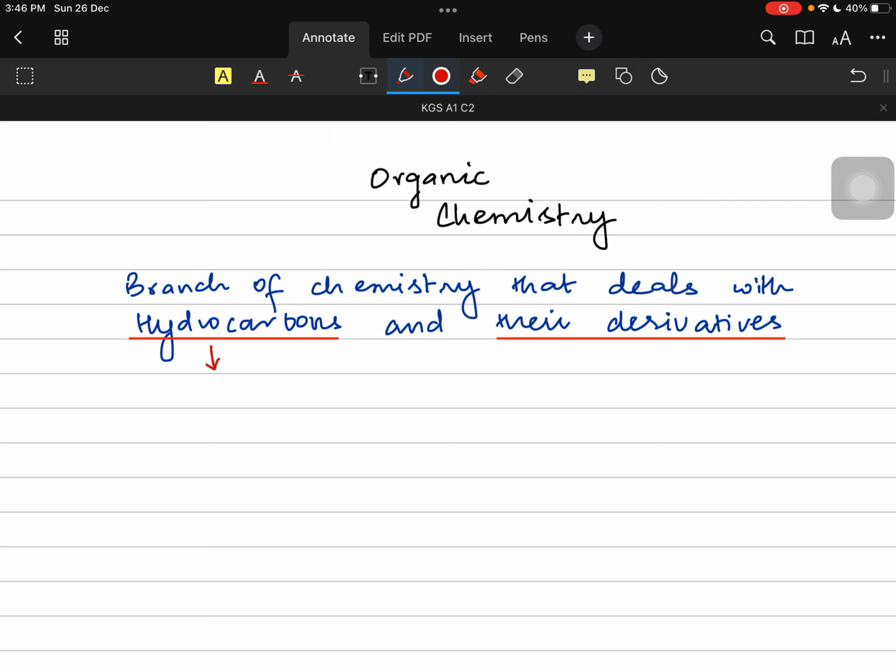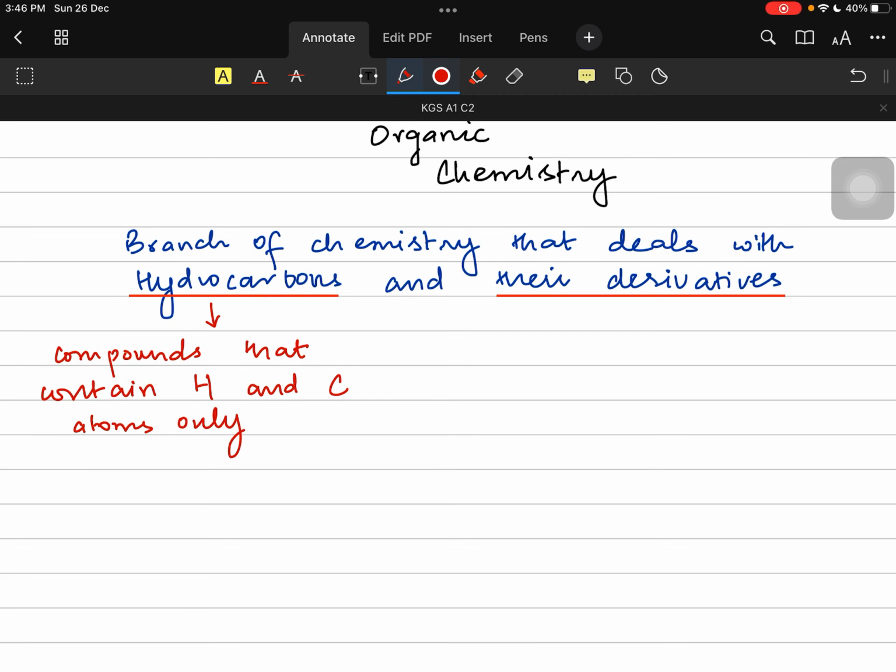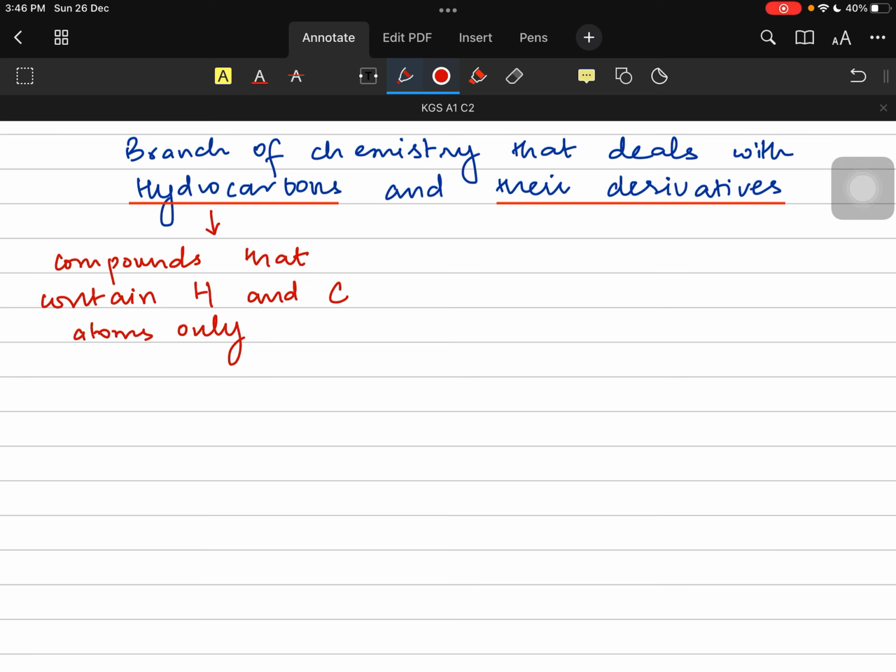The word hydrocarbon means compounds that contain hydrogen and carbon atoms only. So they have only hydrogen and carbon atoms. A hydrocarbon cannot be having a sulfur atom, cannot be having oxygen, nitrogen, halogen, nothing else. So it's only an arrangement of carbon and hydrogen. You could be having multiple carbons, multiple hydrogens. This is not fixed, but one thing is fixed, that it has to be having only carbon and hydrogen atoms.